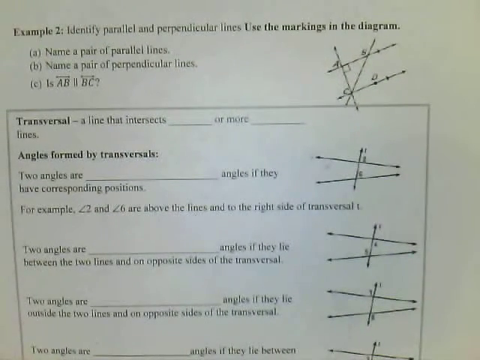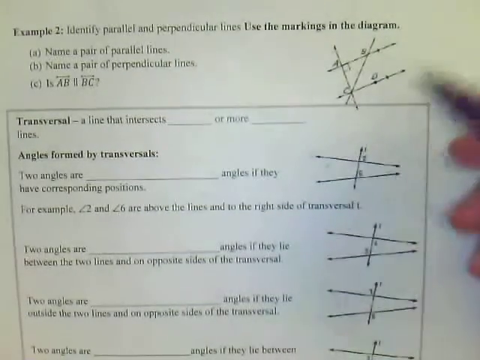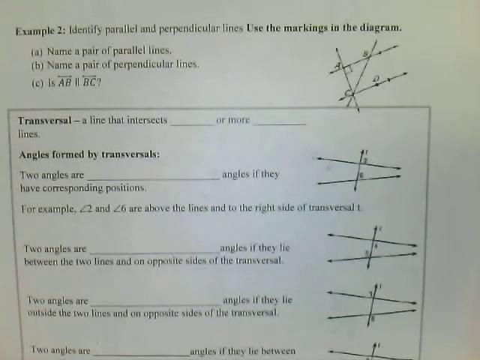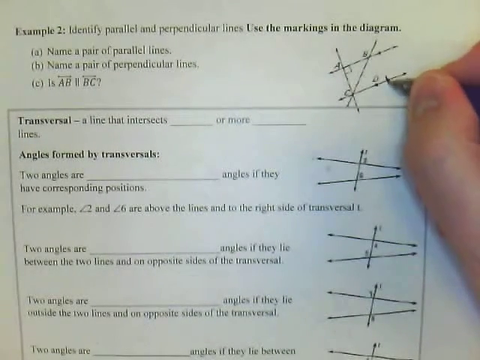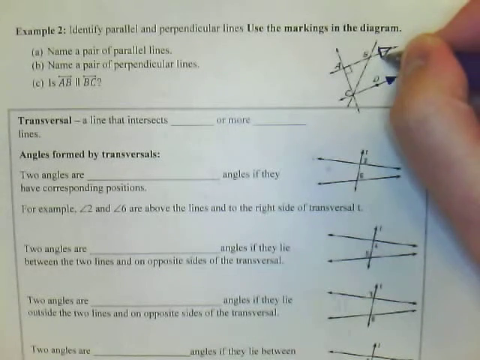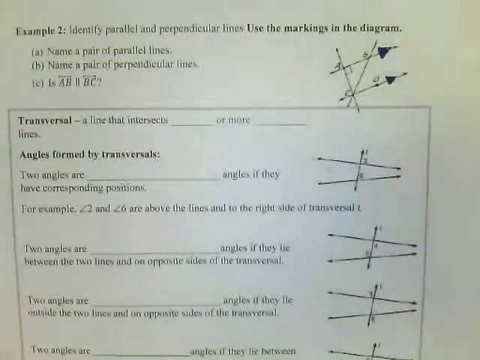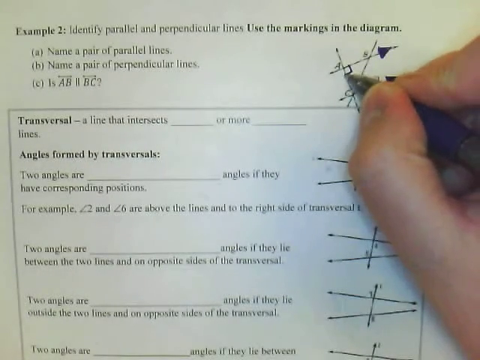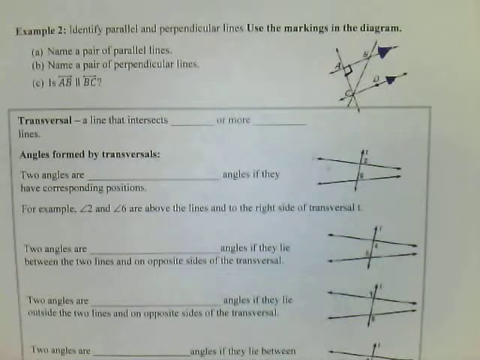All right, example 2. Identify parallel and perpendicular lines using this diagram. Now there are some markings on the diagram that we're going to want to pay attention to as we're going through this. One of them, again, is a little hard to see on this picture, but we've got these triangles. Those triangles mean that these lines are parallel to each other. Now we've also got this right here telling us that we've got a right angle.